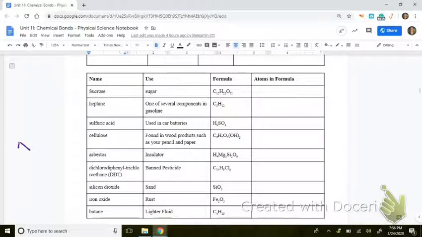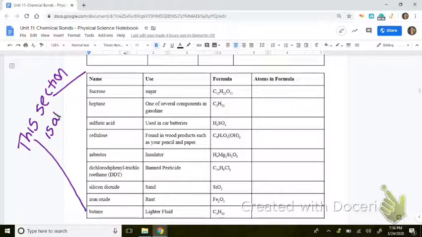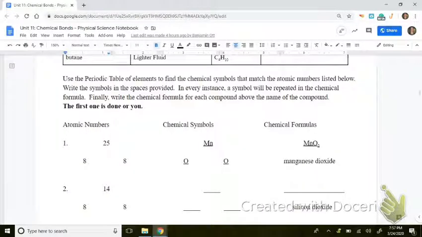All right, this is also going to be practice here, and so when you're doing this section, after you've practiced that and tried to identify the atoms in the formula, you can go check the key. We'll have that linked. Here, what we want you to do is use the periodic table of elements to find the chemical symbols that match up the atomic numbers listed below. You're going to write the symbols in the space provided. In every instance, a symbol will be repeated in the chemical formula. Finally, write the chemical formula for each compound above the name of the compound. We've done the first one for you.